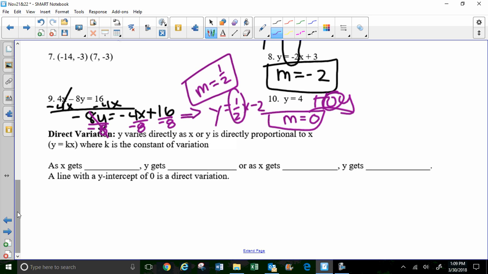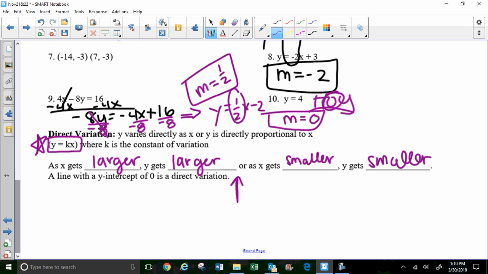Next, we're going to look at variation. What direct variation is, is when one variable y varies directly as x, or vice versa. So the formula would be y equals kx, and that's super important to have memorized and have added to your formula sheet. K is the constant of variation. So as x gets larger, y should get larger. Or as x gets smaller, y should get smaller. So we're moving in the same direction. Either both go up or both go down.